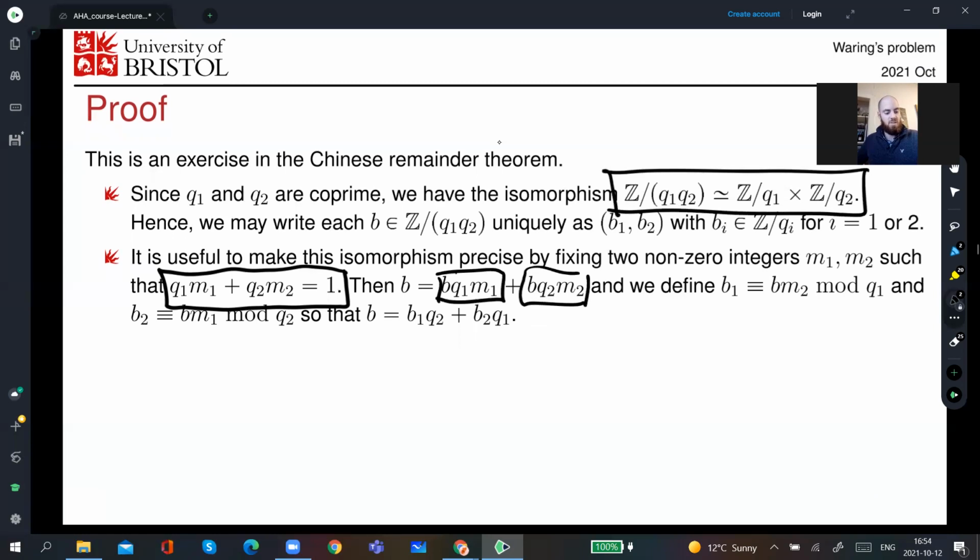Are there any questions about that isomorphism at the moment? Great.